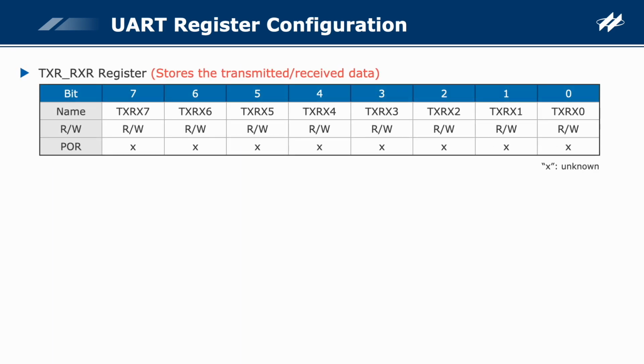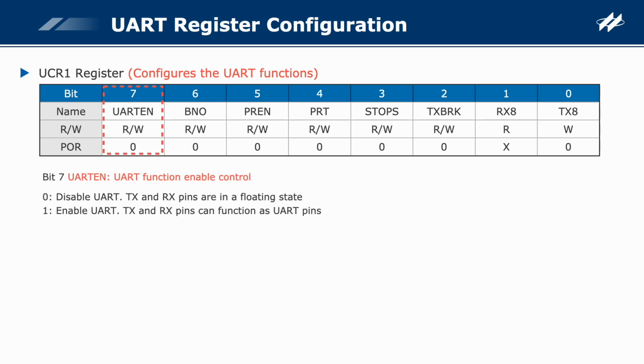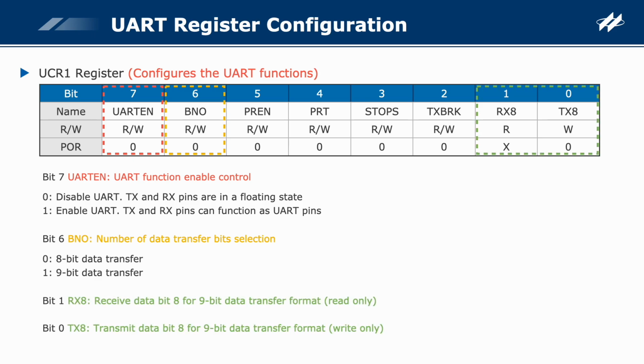The TXR, RXR is the data register, which is used to store the data to be sent on the TX pin, or the data received on the RX pin. In the HT66F3195, the UART data format is determined by the UCR1 register. The UARTEN bit is the UART function enable bit, which controls the UART module on or off. The BNO bit is used to set the data transfer length. If the BNO bit is 0, the data transfer length is 8-bit. If the BNO bit is 1, the data transfer length is 9-bit. In this case, the RX8 bit is used to receive the 9th bit of the data, and the TX8 bit is used to transmit the 9th bit of the data.